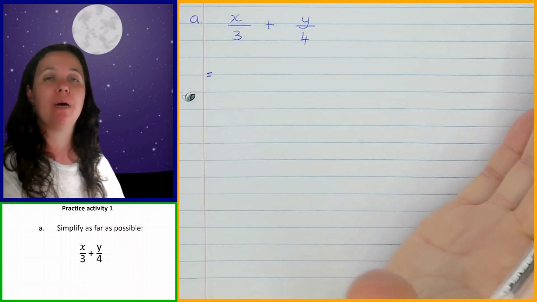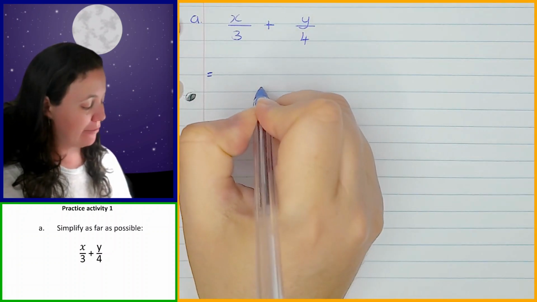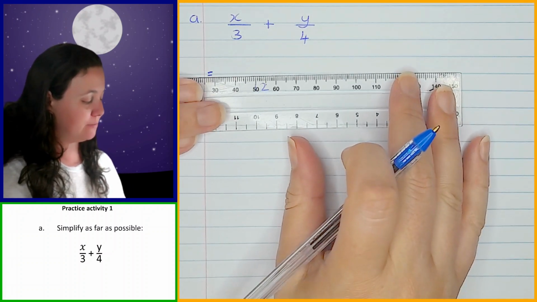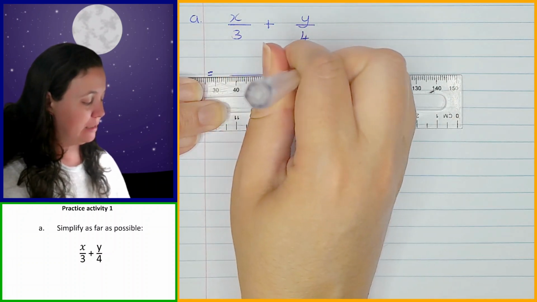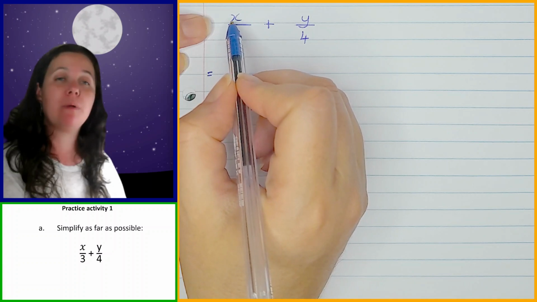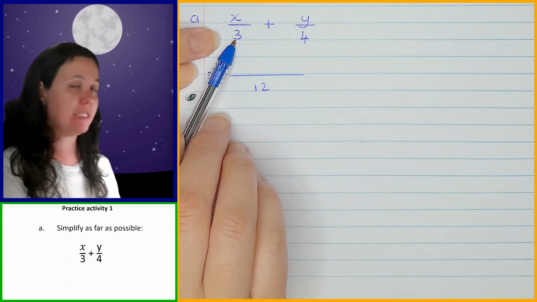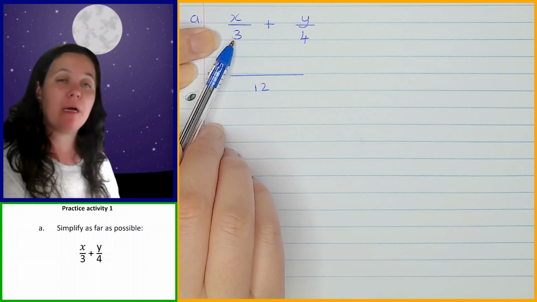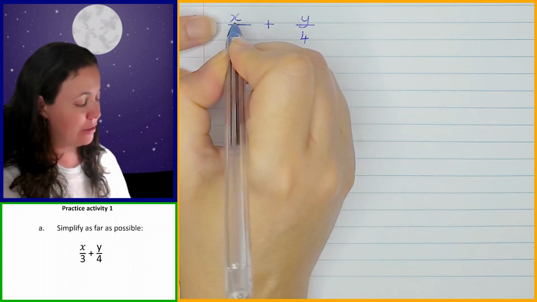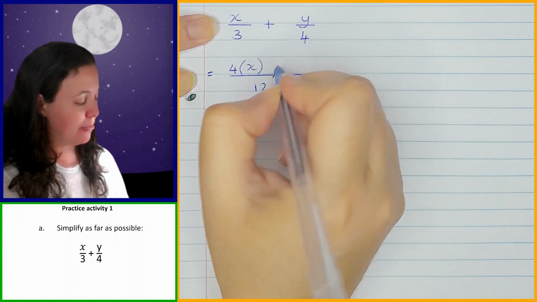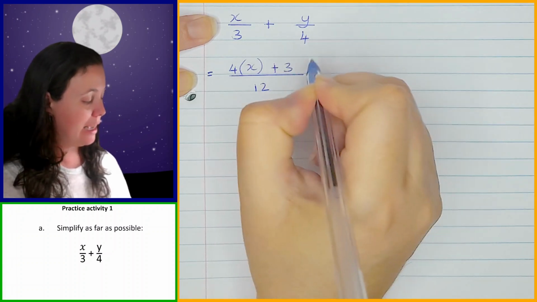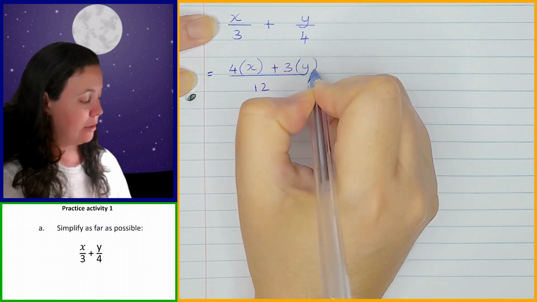And remember, we're going to combine this into one fraction. So I'm going to have 12 in my denominator, and I'm going to have my fraction line on top of that. In my numerator, I'm going to take each of these numerators and multiply them by whatever I need to multiply my denominator by to get 12. So I need to multiply the 3 by 4 to get 12. I'm going to have 4 and then the existing numerator in brackets. Plus, over here I need to multiply this by 3, so I put 3 over here, and then I put the existing numerator in brackets.